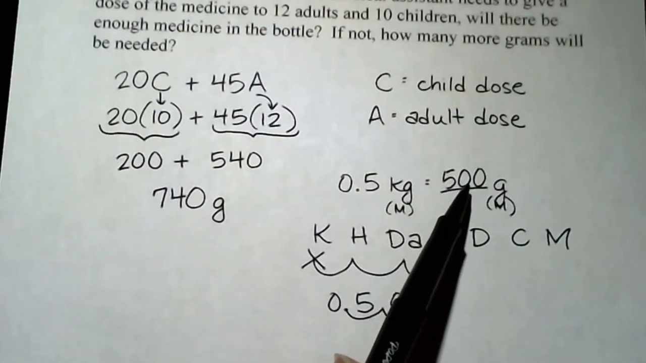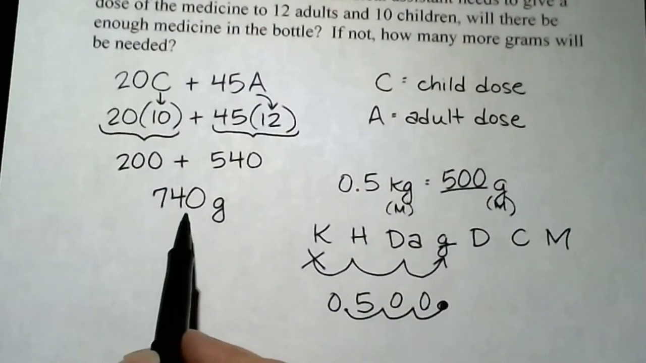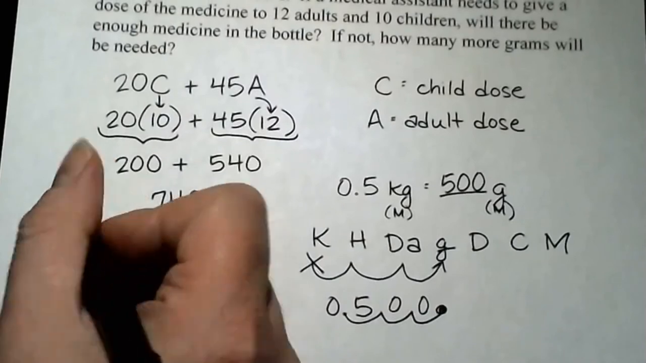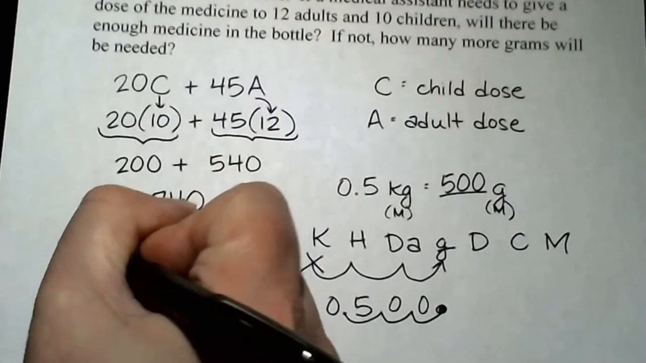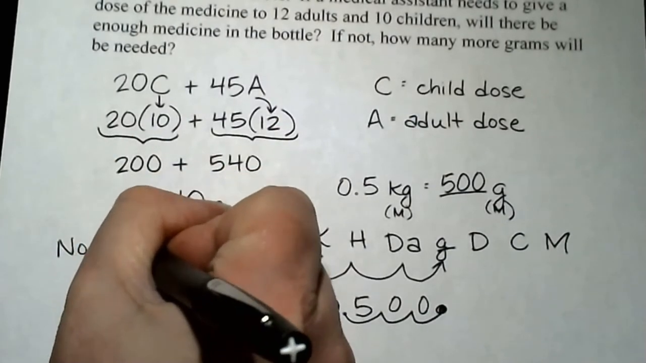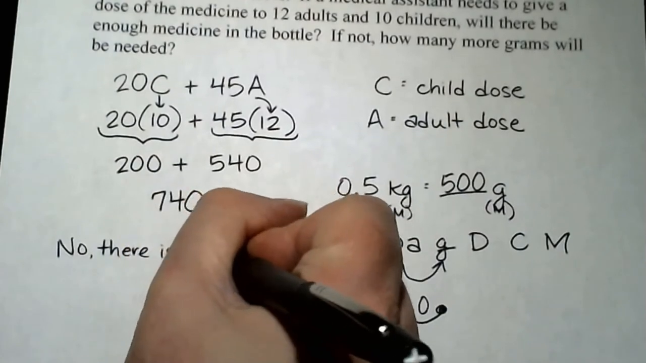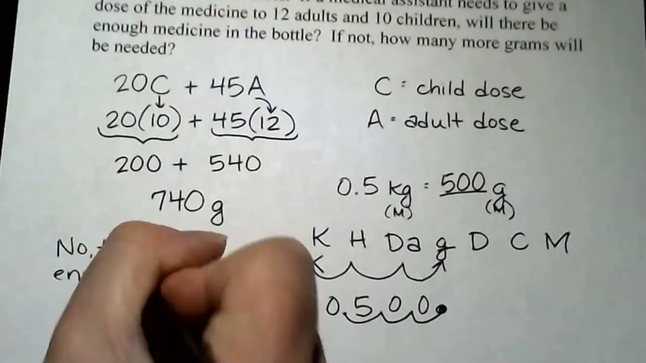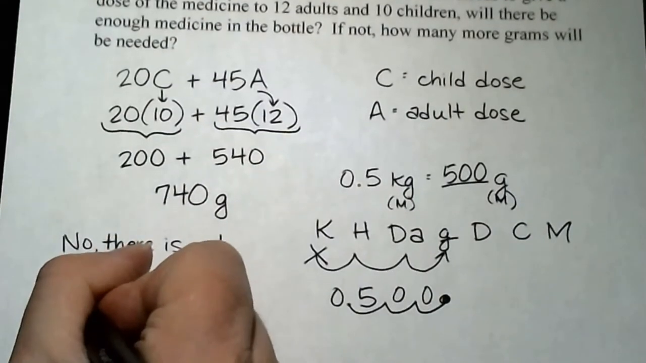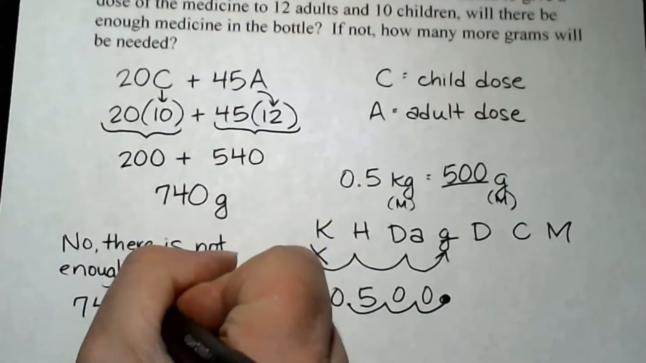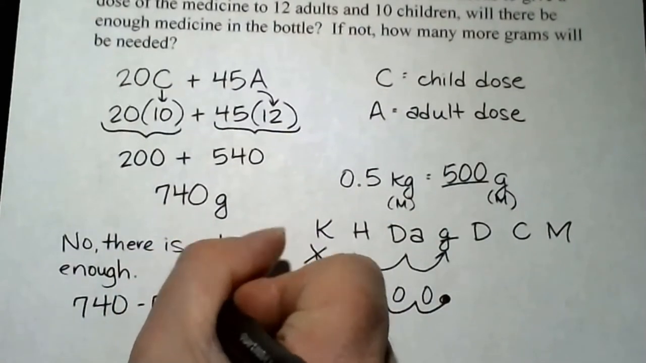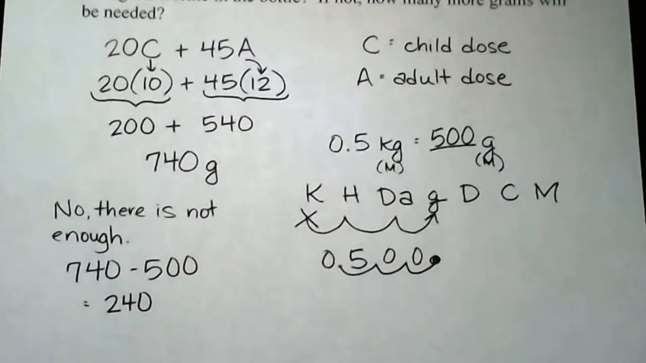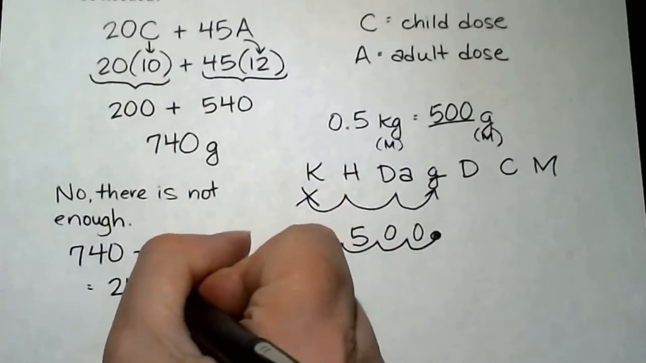So the bottle contains 500, but we need 740. So no, there will not be enough medicine. And when we subtract, we'll need 240 more grams.